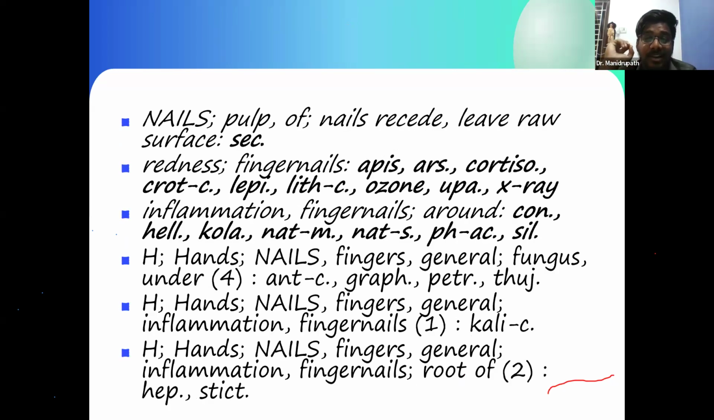Nail pulp of the nails recedes, leaves a raw surface: Secale cor, especially in gangrenous cases with diabetes. Redness at the fingernails: Apis, Arsenicum, Cortisone, Crotalus, Scleratus, as I said, Lithium carb. Lithium carb is a wonderful remedy for kidney stones, especially right-sided. Ozone: one of the beautiful indications which I learned from Dr. Sarkar sir's book is Ozone backache. Backache, especially at the lumbar region of the spine, and they have a desire to be alone. That is Ozone.